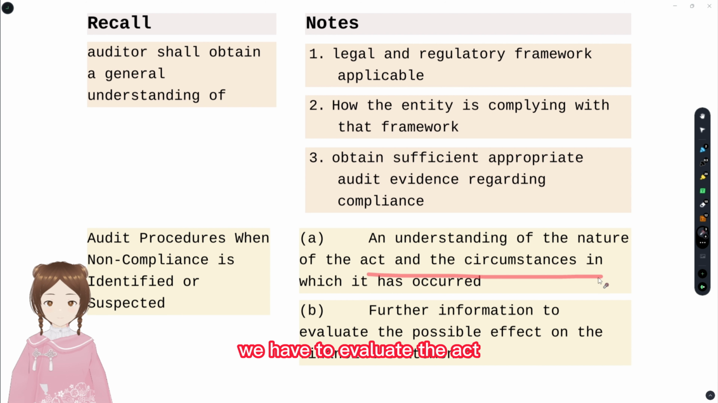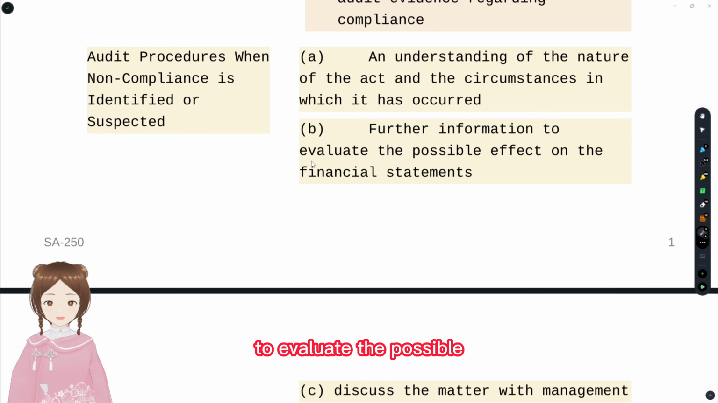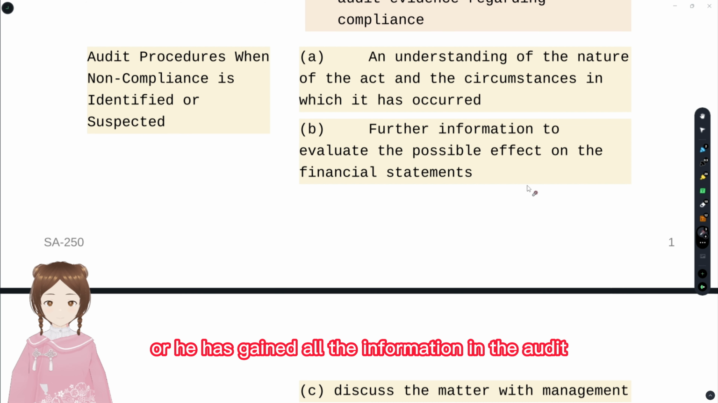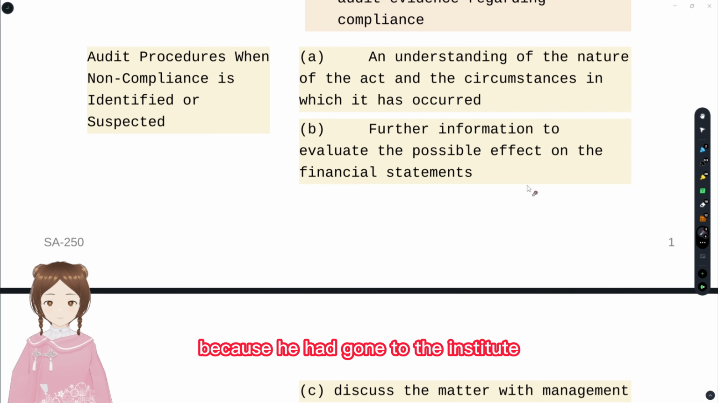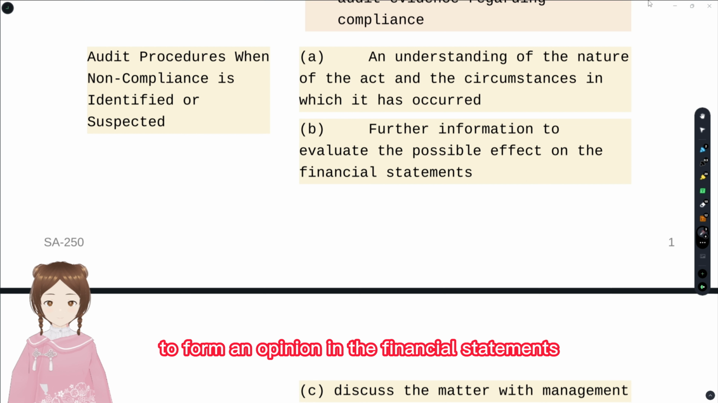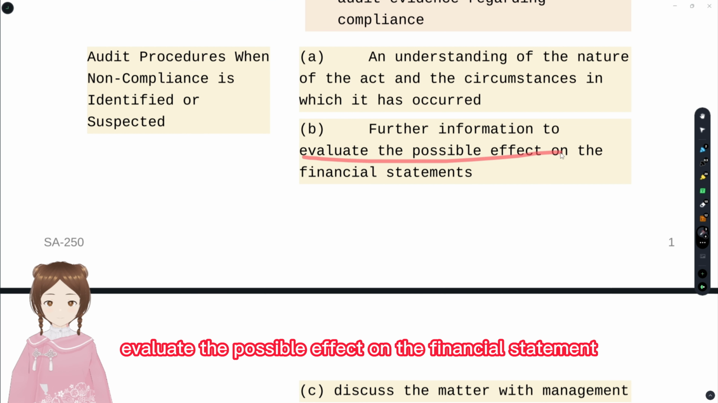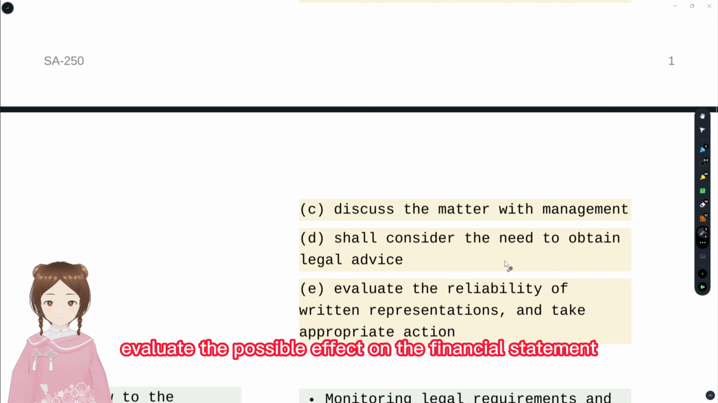We have to evaluate that specific act plus circumstances, and further information, to evaluate the possible effect on the financial statements. See, everything the auditor has gained in the audit, it all boils down to the financial statements, because he had gone to the entity to form an opinion on the financial statements. So he has to evaluate the possible effect on the financial statements.